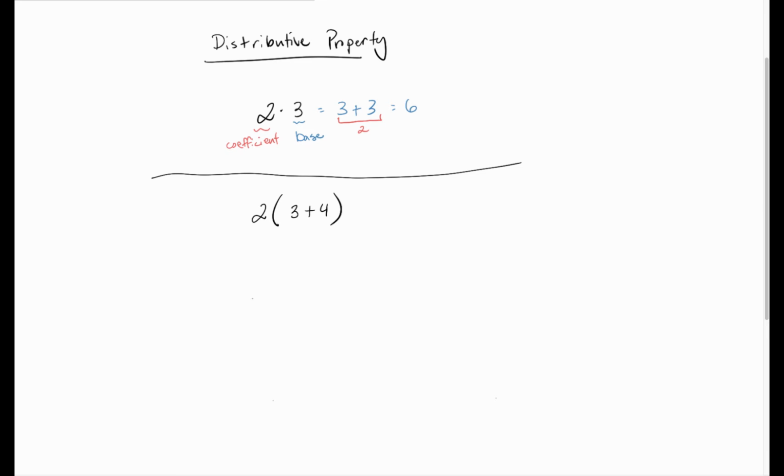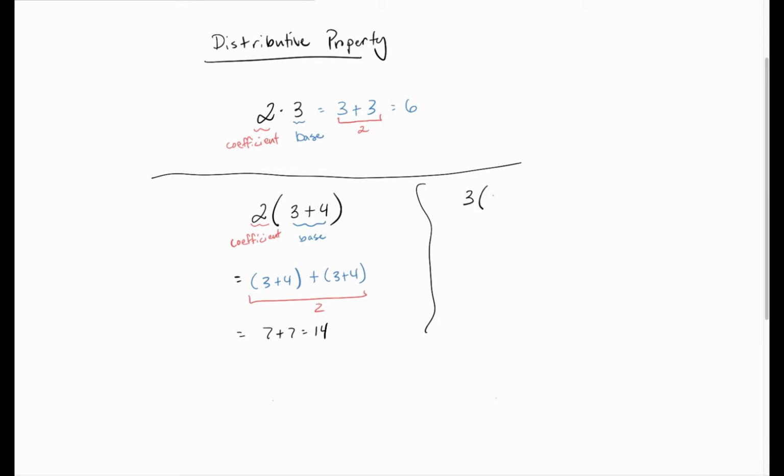Now, we can do that with a more complicated base. So let's say our base was actually 3 plus 4. Now, of course, we could add those together, but let's leave it alone for now. So we can say that we have a base of 3 plus 4 and a coefficient of 2. Well, that means that we have 3 plus 4 plus 3 plus 4, 2 of those bases of 3 plus 4, which of course ends up just being 7 plus 7, which we could have gotten using order of operations, but it'll end up getting a little more complicated later.